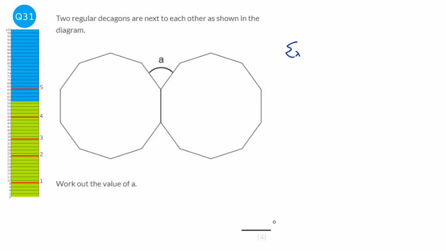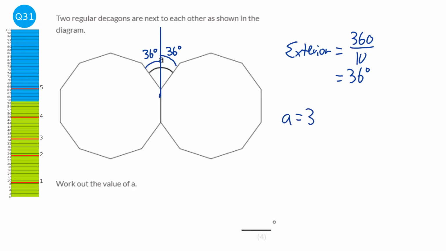To find the exterior angle of any polygon, we do 360 divided by the amount of sides. These are decagons, which means they have 10 sides. So the exterior angles will be 36 degrees. And the exterior angle is just an angle that continues on from the side. So this one here is the exterior angle of the left-hand decagon, and this one here is the exterior angle on the right-hand decagon. So altogether, the angle A will be 36 plus 36, which will be 72. So our answer will be 72 degrees.